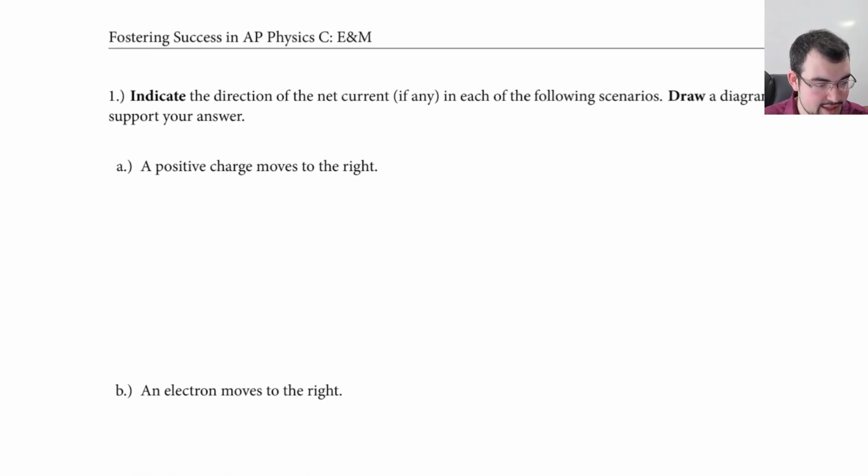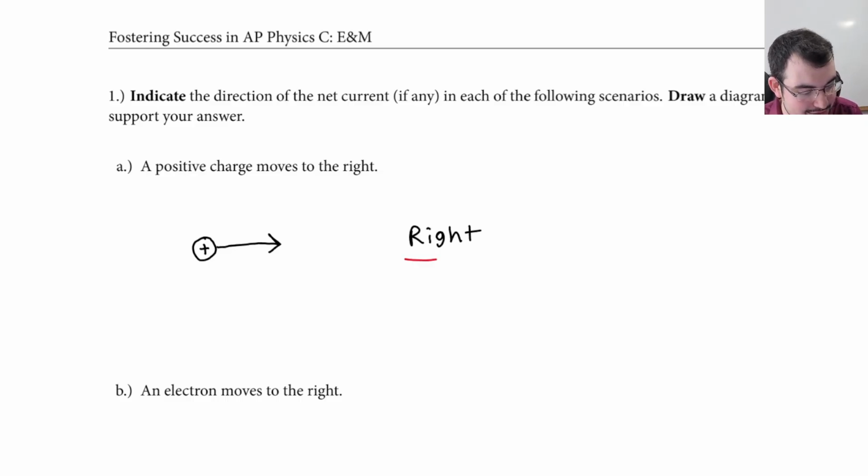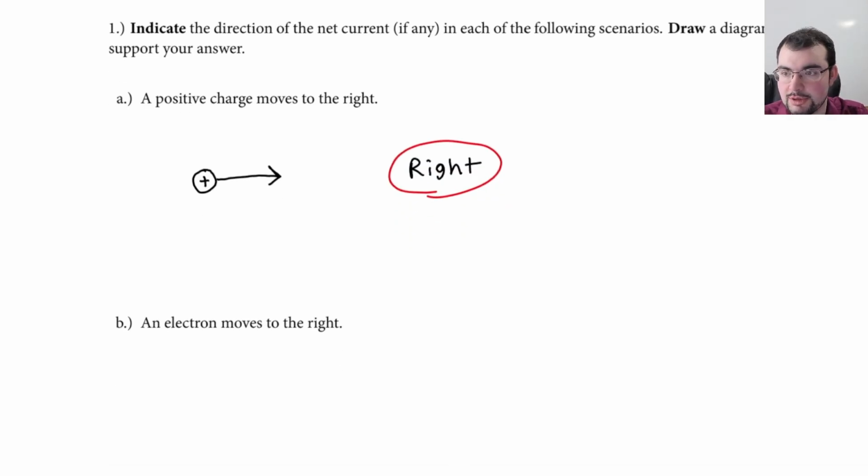So just for some quick testing on our knowledge here, we want the direction of the net current, if any. So first we have a positive charge moving to the right. So let's say we have a positive charge carrier and it moves to the right. Well, of course, this is just going to be a rightward current because we said current is the direction of positive charge flow. And I have positive charge moving to the right. So of course, it's just going to be a rightward current.